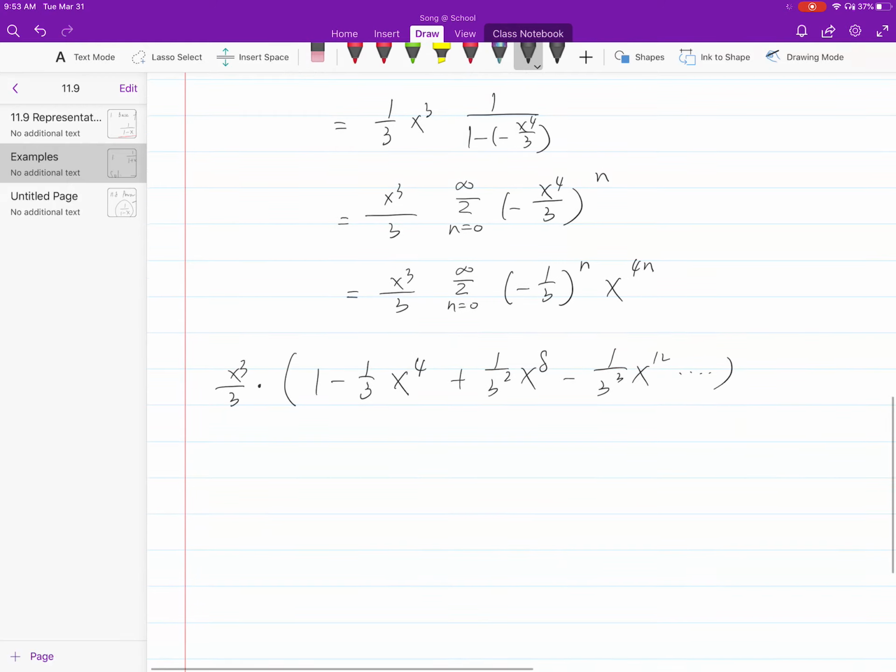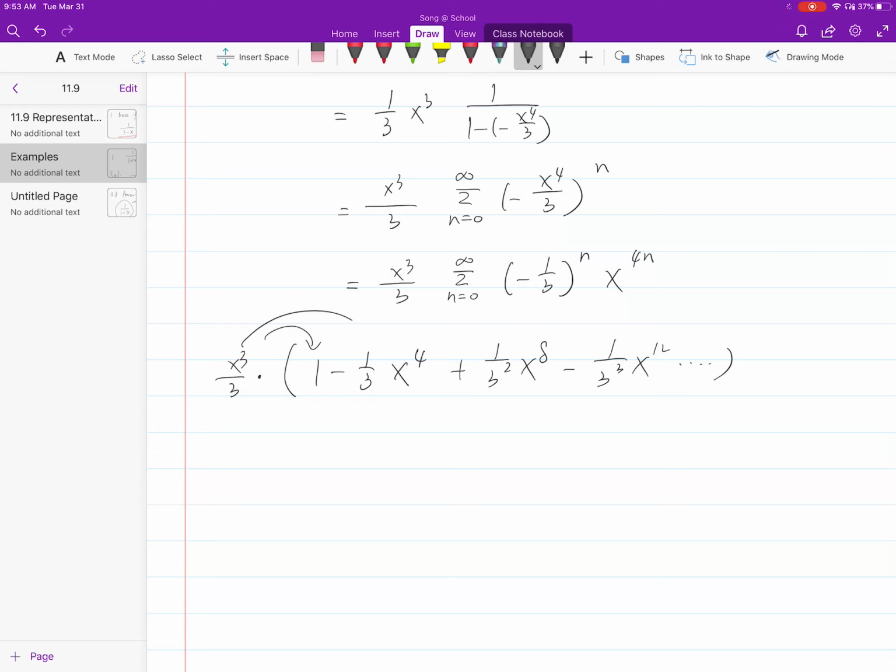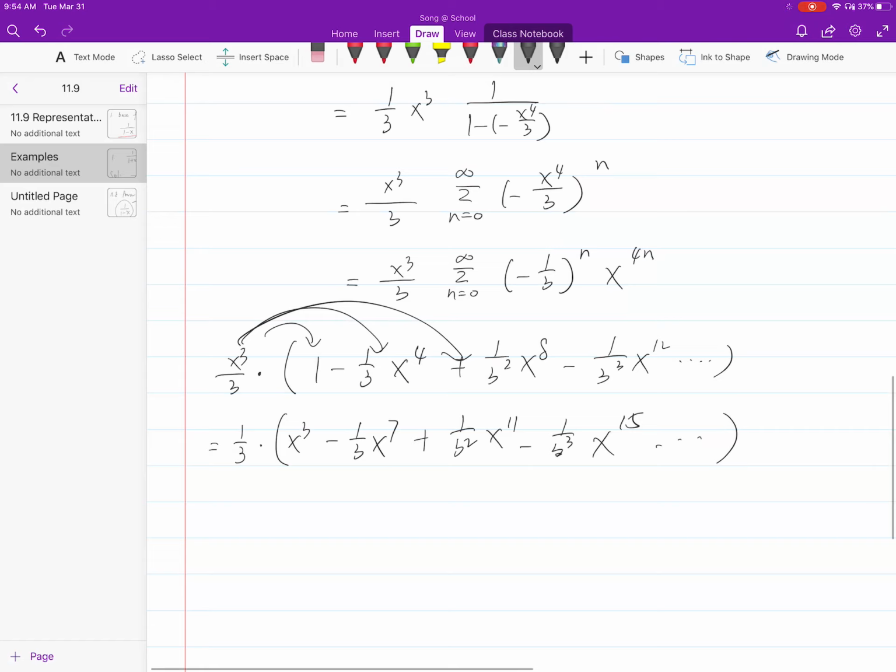What do you do? You simply take this one and distribute it to every single term. So you have 1/3 times x cubed minus x to the 7 plus x to the 11 minus x to the 15, and keep going. Do you realize when you distribute this x cubed to every single term, the power of every single term is raised by another 3.